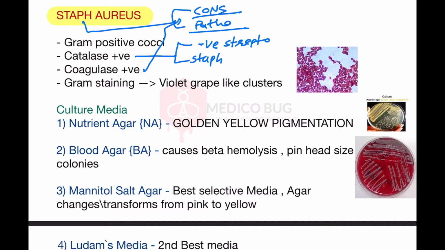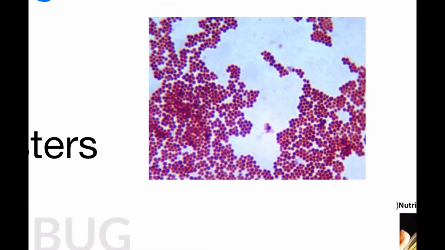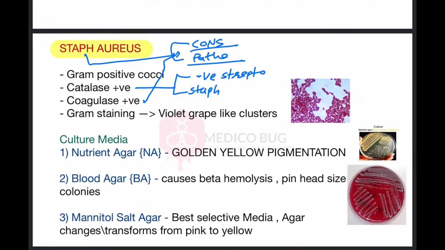And if we talk about gram staining, in gram staining it appears as violet grape-like clusters. These colonies appear like violet grape-like clusters, like we can see in this picture. These are violet grape-like clusters we can see everywhere. So this was about gram staining.